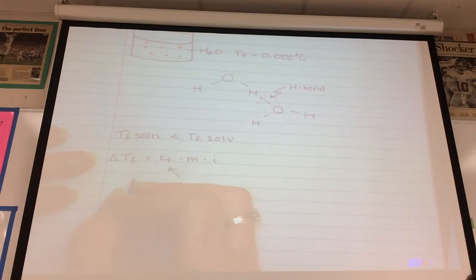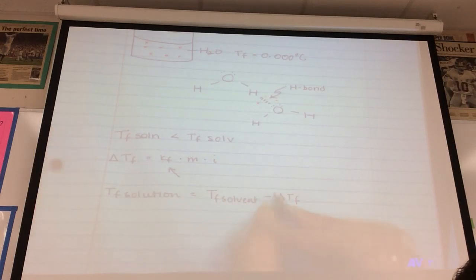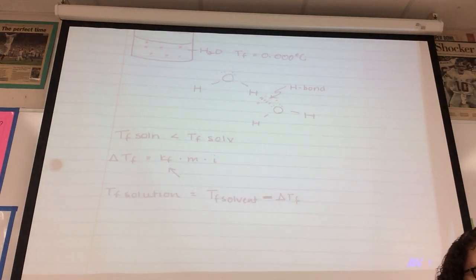Once you calculate your delta TF to get the freezing point of your solution, you are going to subtract that delta TF that you calculated here from the freezing point of the solvent. So that's the key difference here. And if you remember freezing point depression, you will remember to subtract the change in freezing point from the freezing point of the solvent. So these are the two formulas we're going to use.